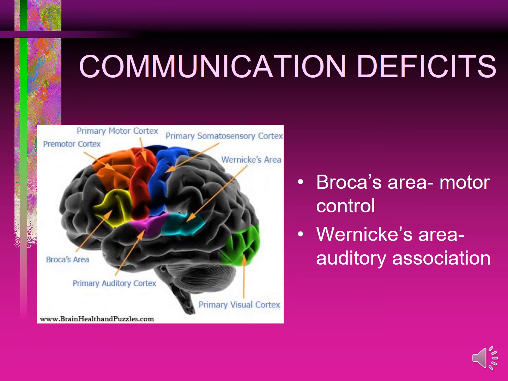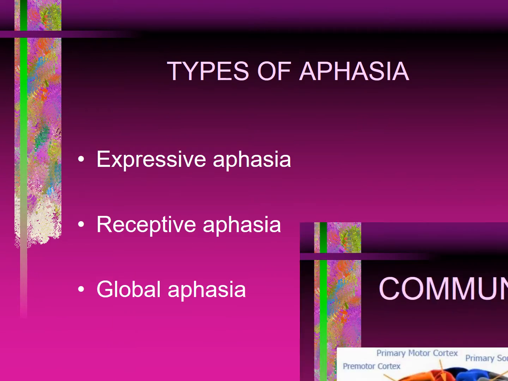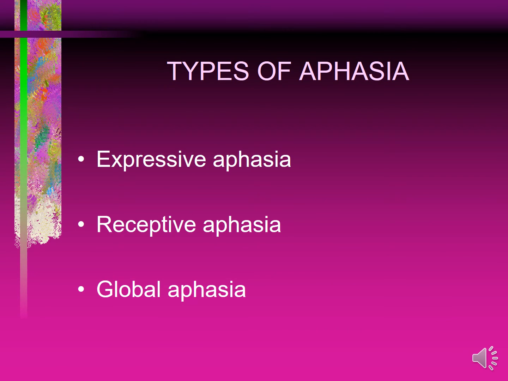So people who have difficulty understanding speech, we call that receptive aphasia because they can't understand or process speech. Those who have difficulty expressing themselves, getting the speech out, that is called expressive aphasia. And if they have problems with both expressing themselves and understanding what is being spoken to them, that is called global aphasia.